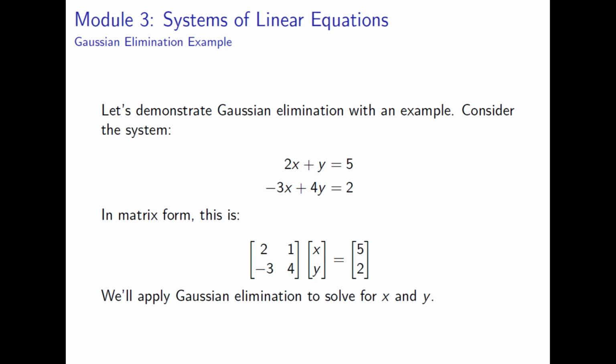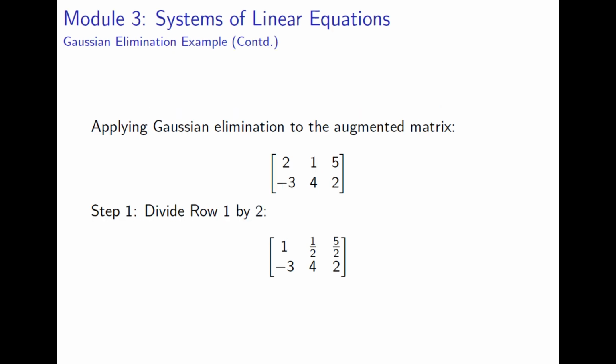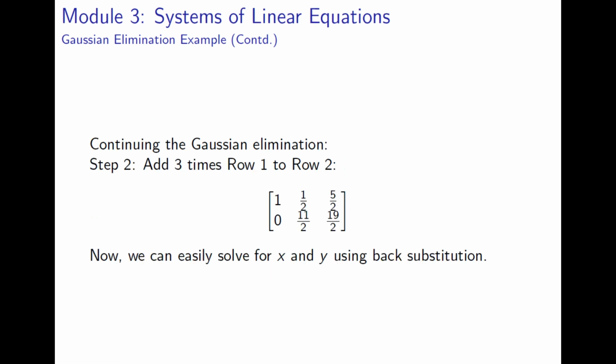Continuing with the example, we apply Gaussian elimination to the augmented matrix. In step 1, we divide row 1 by 2 to make the leading coefficient 1. Gaussian elimination involves a series of such systematic transformations to simplify the matrix, and eventually make it conducive for back substitution.